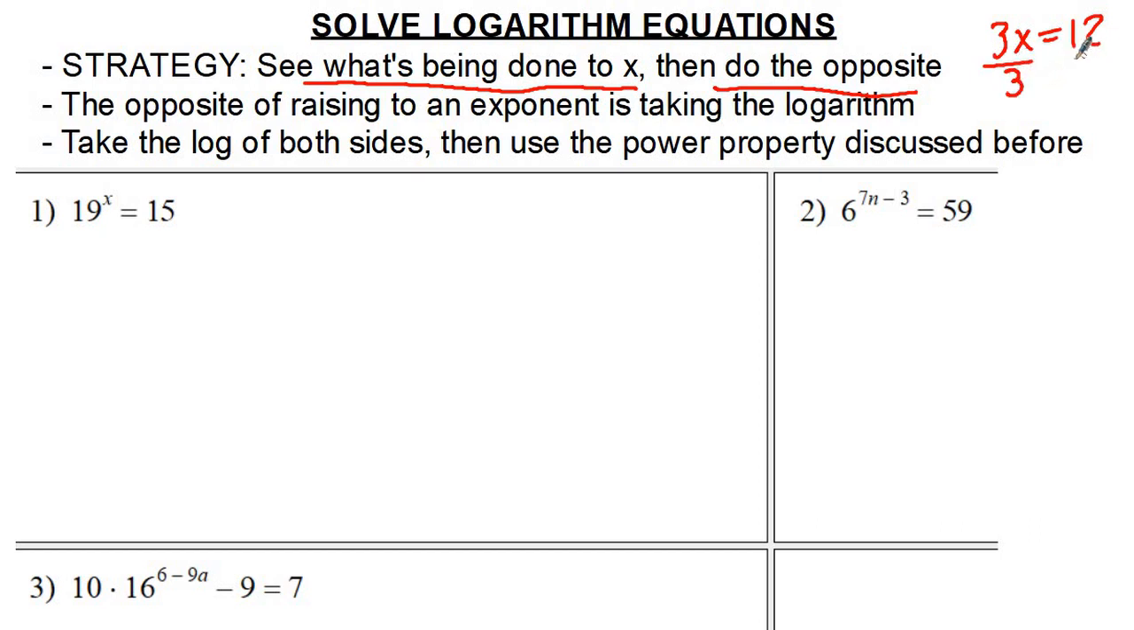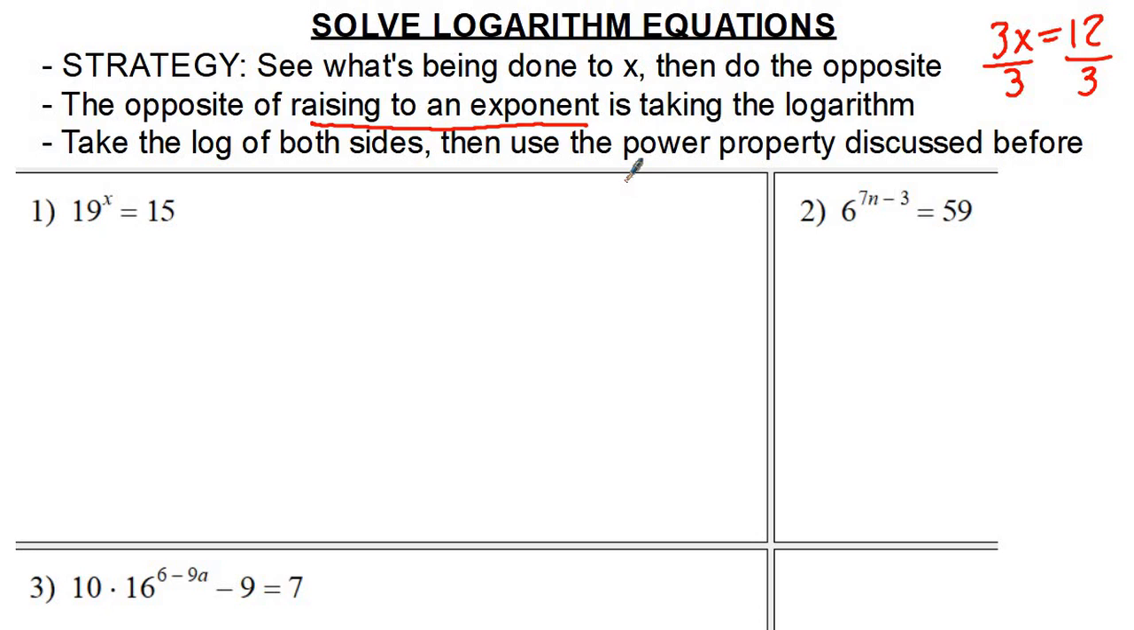The second rule is whatever you do to one side, you have to do to the other. So if I divide one side by 3, I have to do the same on the other. That exact same strategy is going to be the strategy we use to solve logarithm equations. The only difference is we have to figure out what is the opposite of taking the logarithm, and this is what it is. The opposite of taking the logarithm is raising something to an exponent, and vice versa. The opposite of raising something to an exponent is taking the logarithm.